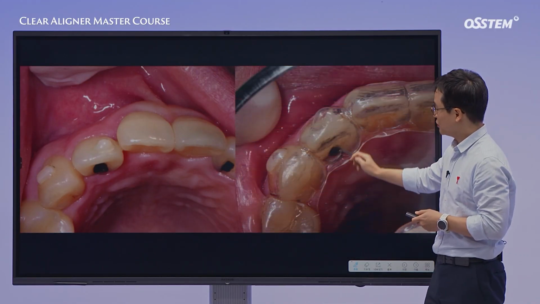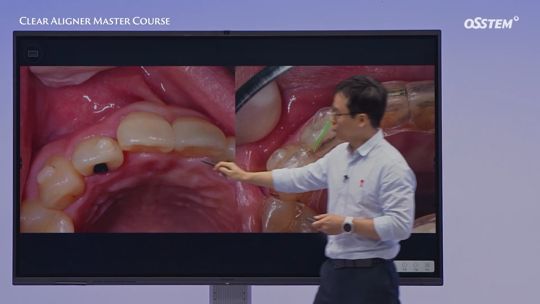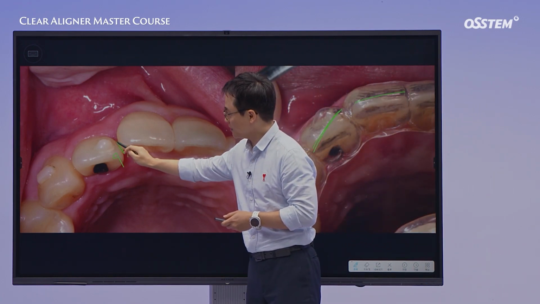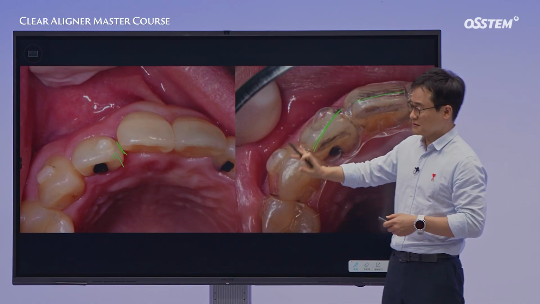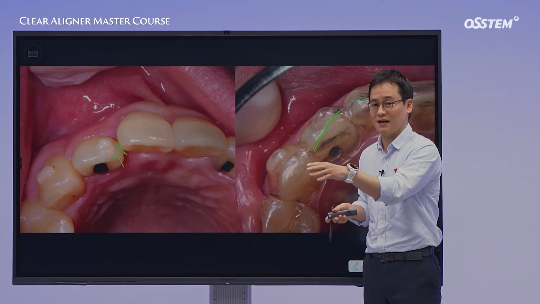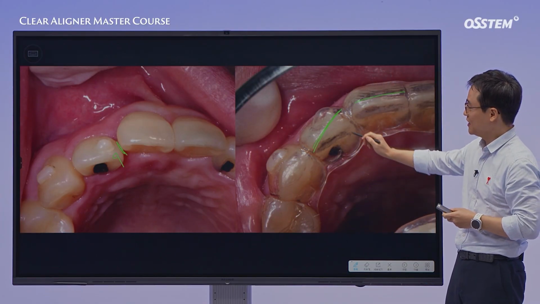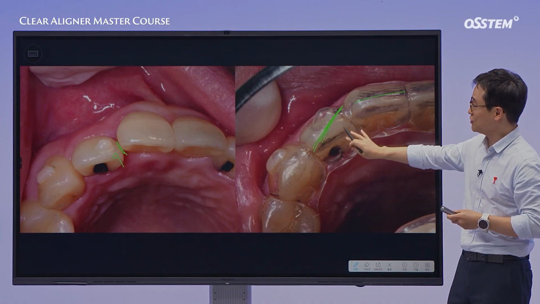In this case, the original plan showed that the teeth should have aligned here, but they didn't. The lateral incisor wasn't engaging with the aligner, so tracking failed. The problem is that when the patient keeps wearing the aligner that doesn't match the actual shape, a vertical discrepancy can develop.